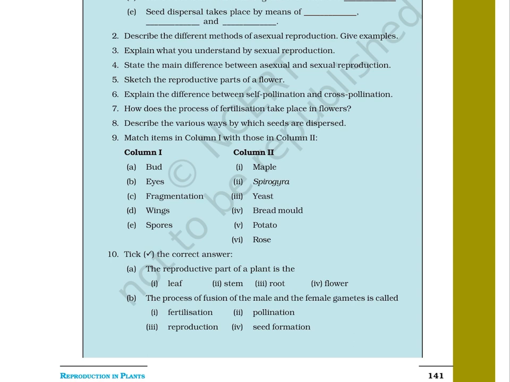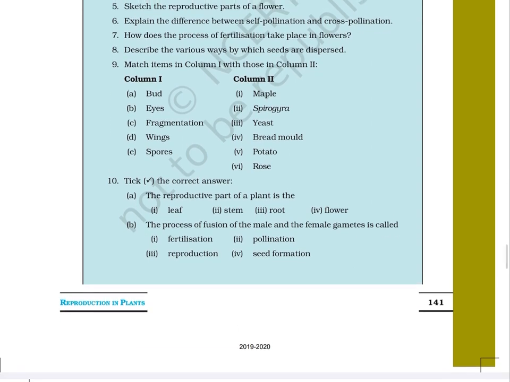9. Match items in column 1 with those in column 2. Column 1. A. Bud. B. Eyes. C. Fragmentation. D. Wings. E. Spores. Column 2. 1. Maple. 2. Spirogyra. 3. Yeast. 4. Bread mold. 5. Potato. 6. Rose.